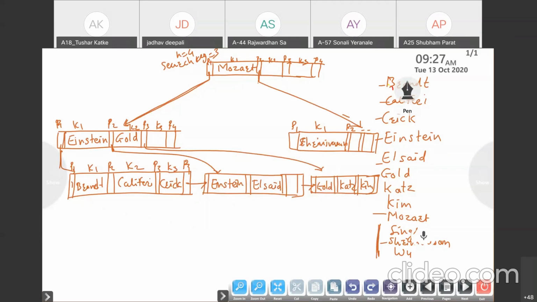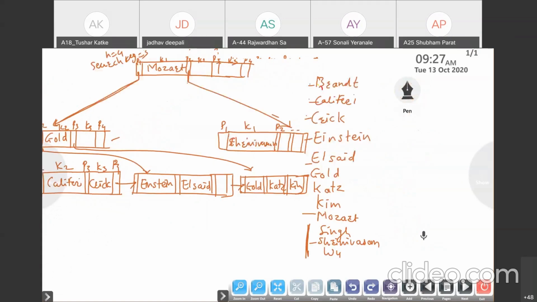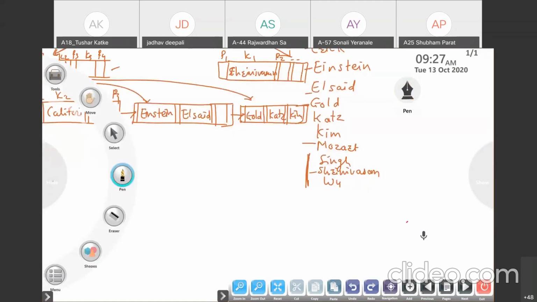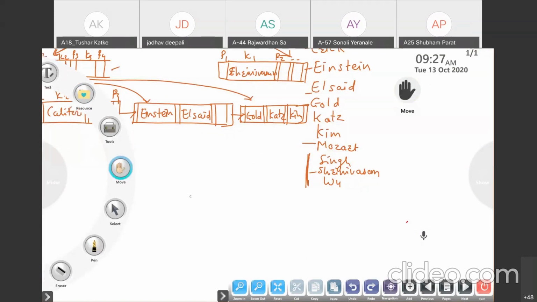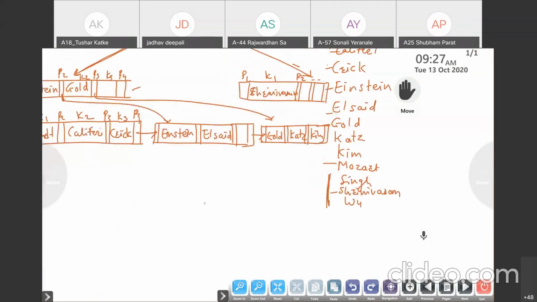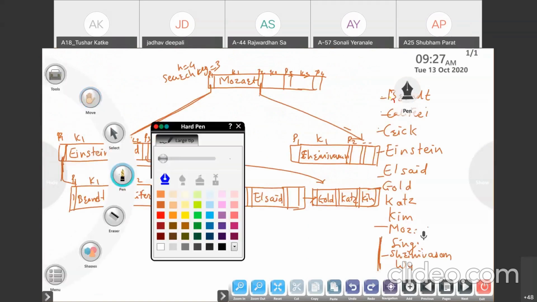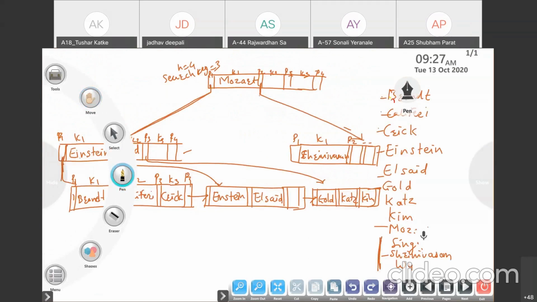Now we start with this non-leaf node. So this pointer P1 points to the records which are less than Einstein. Less than Einstein, there are three records. Sorry, it's a very sensitive board. Okay. So less than Einstein, there are three records. These three records are Brandon, Calipari and Crick.